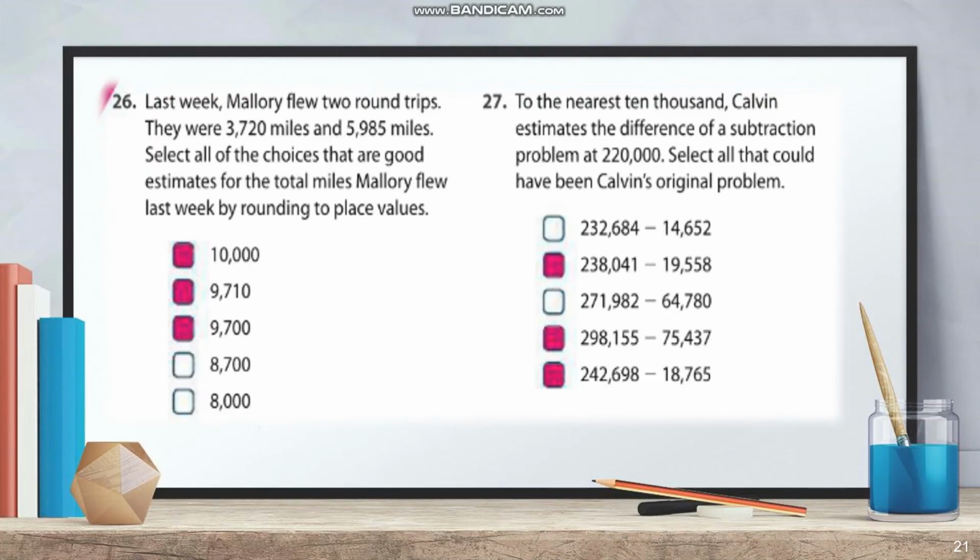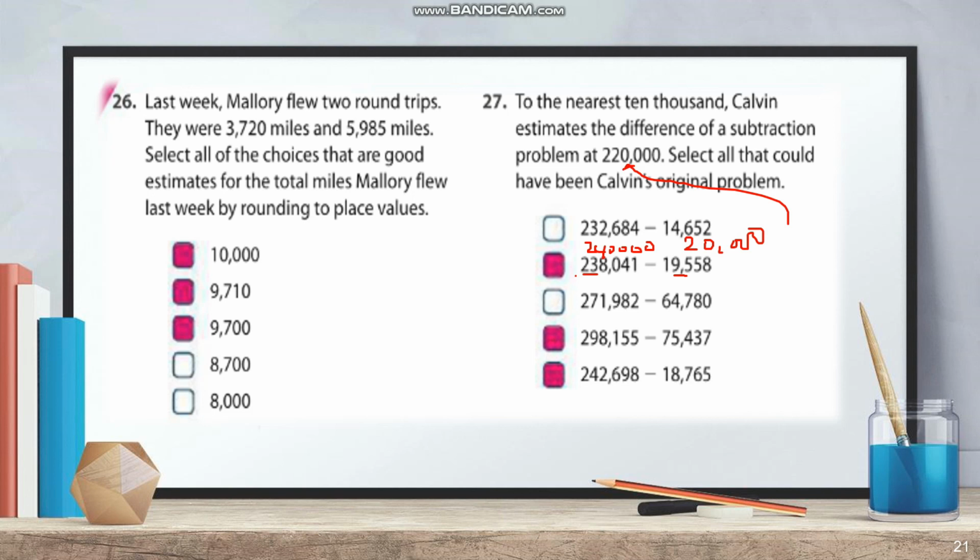Okay? And number 27, the same thing. Rounding to the nearest 10,000, Calvin estimated the difference of a subtraction problem at 220,000. Select all that could have been Calvin's original problem. Okay, so where is the 10,000s place? The 10,000s place is 3 and we have 9. If I round this one, this becomes 240,000 and the other one is 20,000. The answer is 220,000.